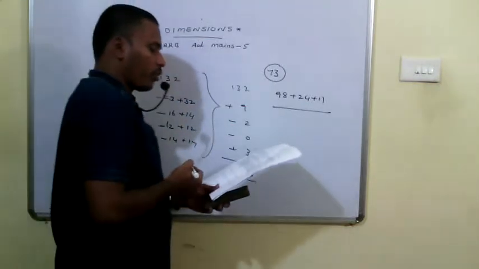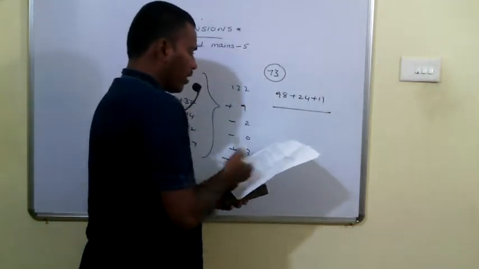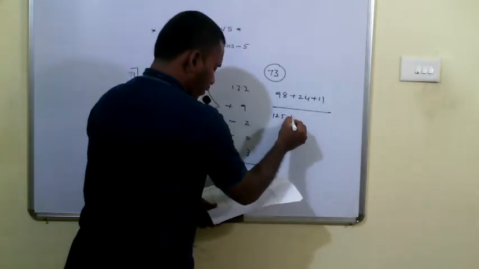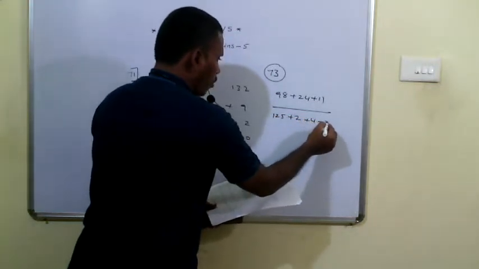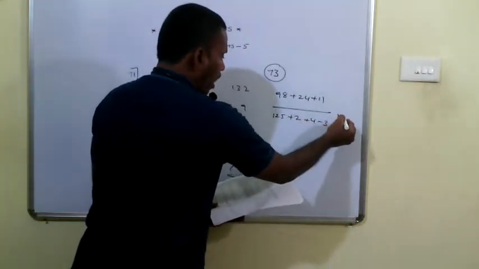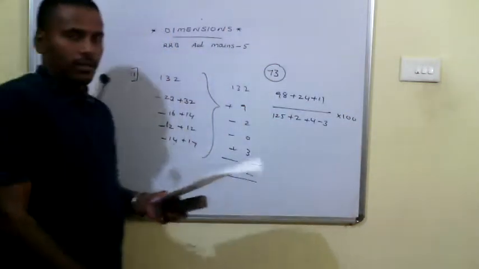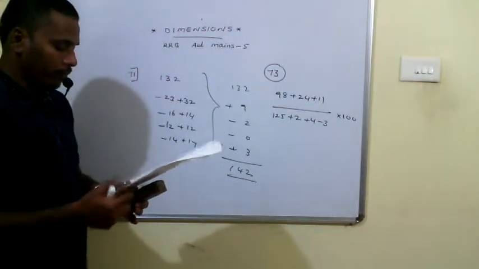Coming to the strength of unit E in 1997. Initial strength is 125, and then plus 2, plus 4, minus 3. Multiplying by 100 will give us the required percentage. That was 73.